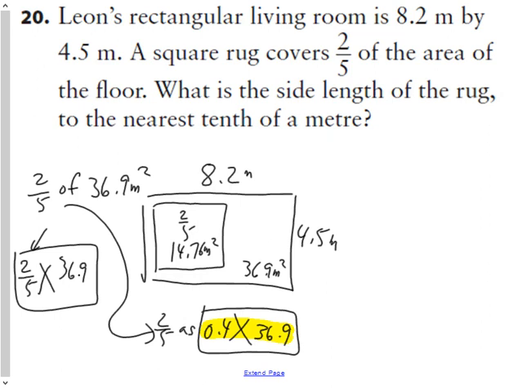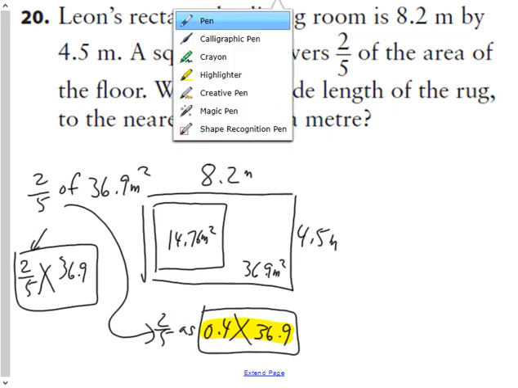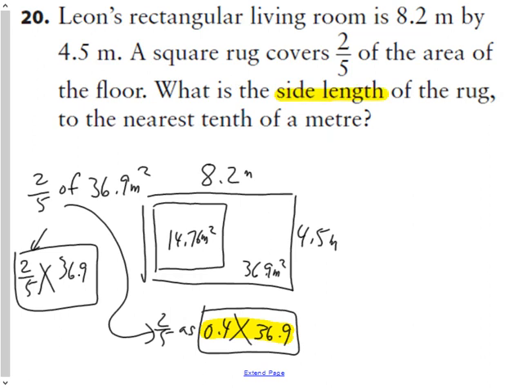So the area, since it takes up 2/5 of the room, I'm going to erase that 2/5 next. I don't need it anymore. The area of that rug takes up 14.76 meters squared of the room. Of the 36.9 meters squared that the entire room has, that rug takes up 2/5 of it, or 14.76 square meters. But remember, that's not the answer. That's not the question. The question is asking us, what is the side length of that?